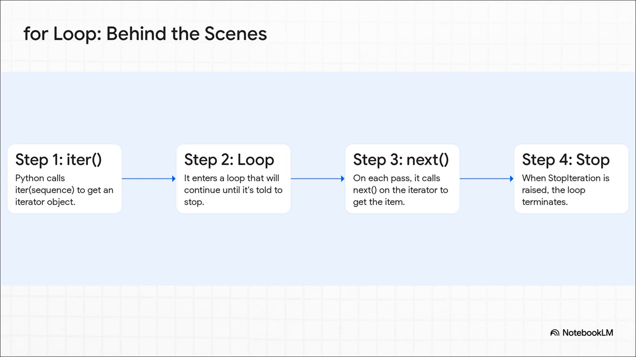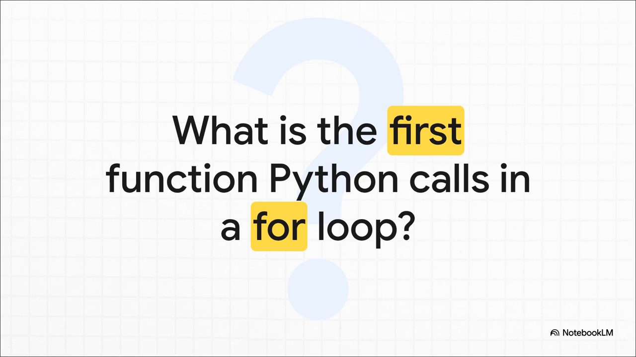So just to break that down, this four-step dance is happening automatically with every single for loop you write. First, Python grabs the iterator with iter. Then it kicks off a while loop that just runs forever. Inside that loop, it calls next to get an item. And finally, it's just waiting for that StopIteration error so it can break the loop. That's the whole protocol.